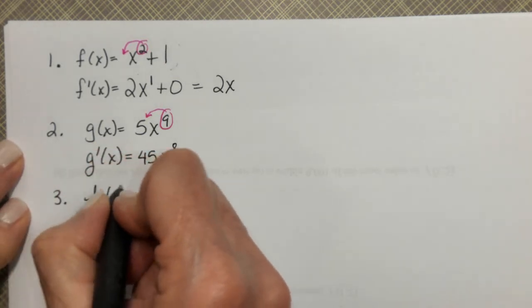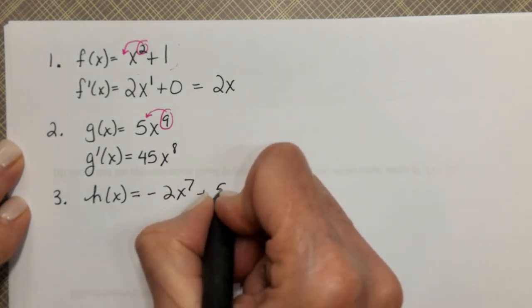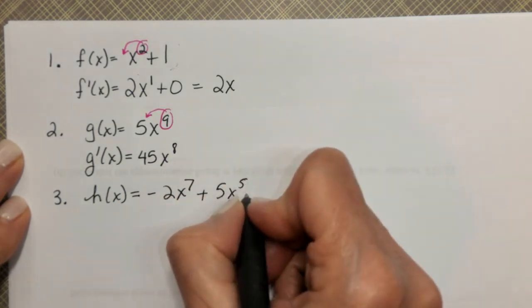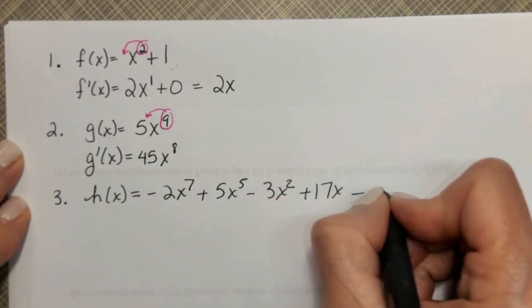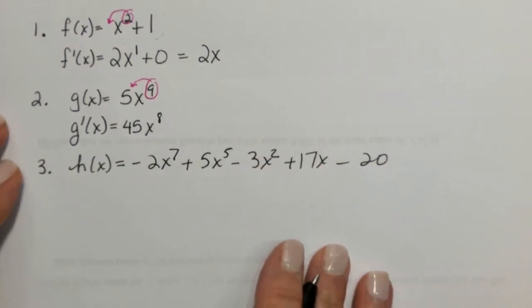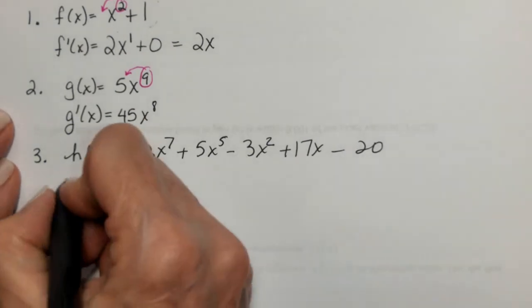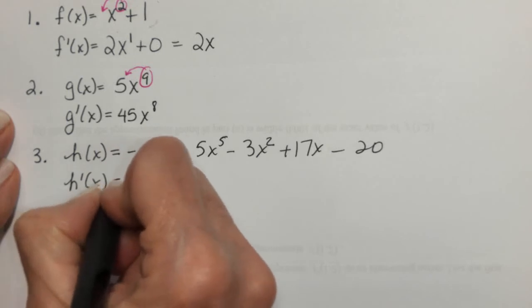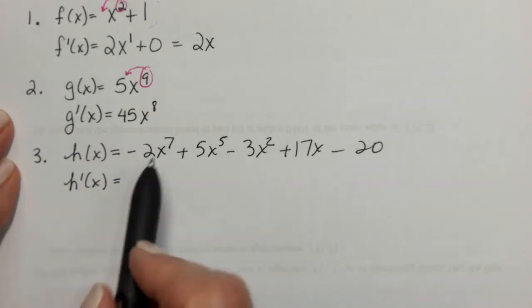H of x is negative 2x to the 7th plus 5x to the 5th minus 3x squared plus 17x minus 20. That would be a nightmare to use the limit process to find this derivative. But with the power rule for derivatives, it makes short work of it.